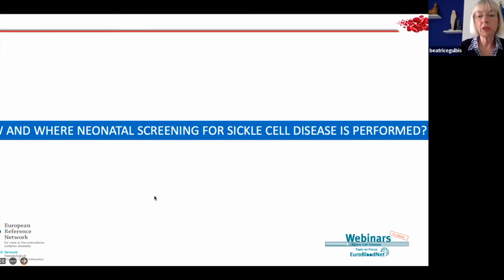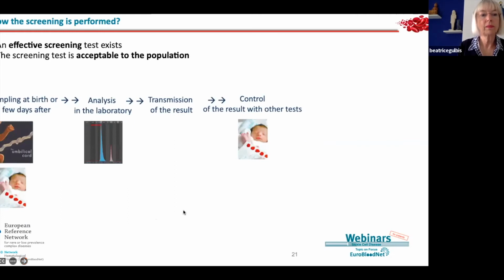How and where is neonatal screening for sickle cell disease performed? There is an effective screening test that exists, and the screening test is acceptable to the population. So you can screen on the umbilical cord, but most often it is done with the other tests that are performed at birth, for hypothyroidism, for phenylketonuria, for example. And what is done is what we call a needle prick. So you have only a drop of blood, which is put on a filter paper. It's really like that, on a filter paper.